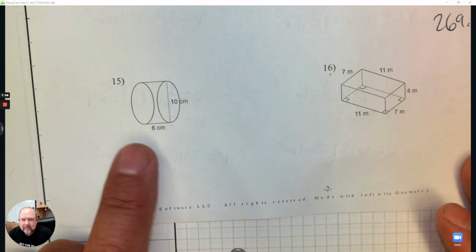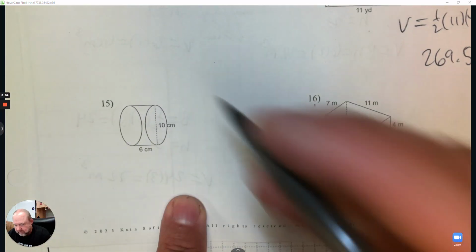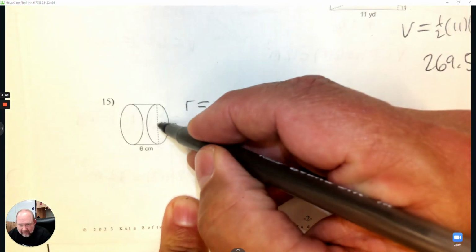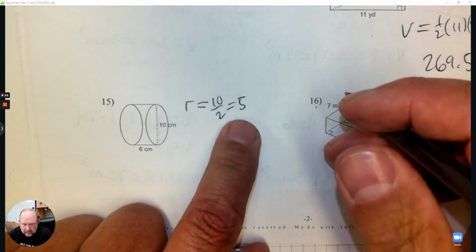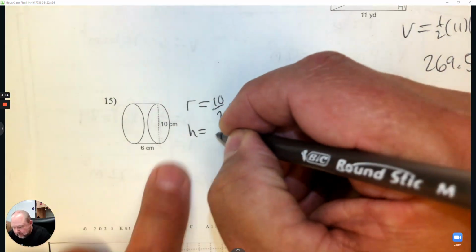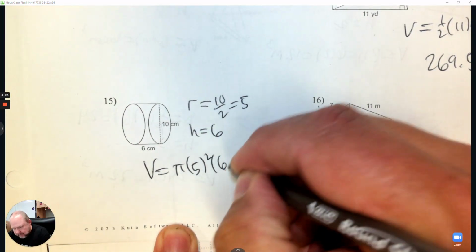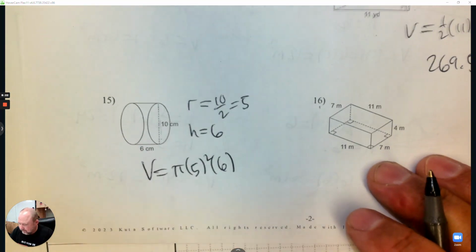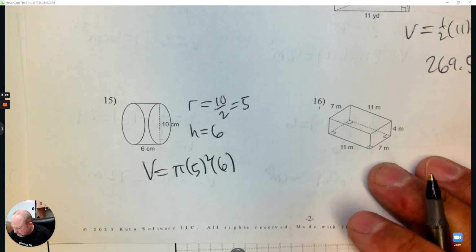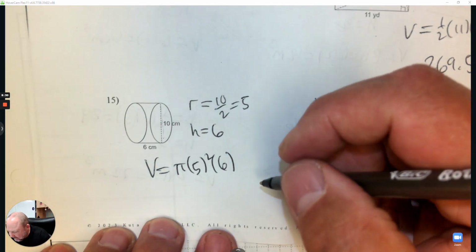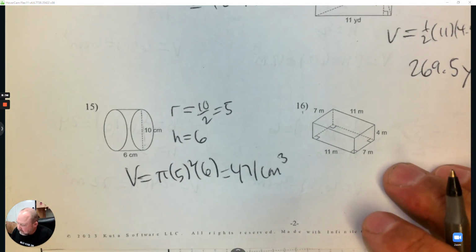2 more. Number 15. What shape is this? This is a cylinder. For a cylinder, I need to know the radius. That's halfway there. This is all the way across. So I divide 10 by 2, so halfway there would be 5. The distance between the circles is 6, and then the volume is pi r squared times 6, and then use your calculator. And I get 471. And that is centimeters cubed.